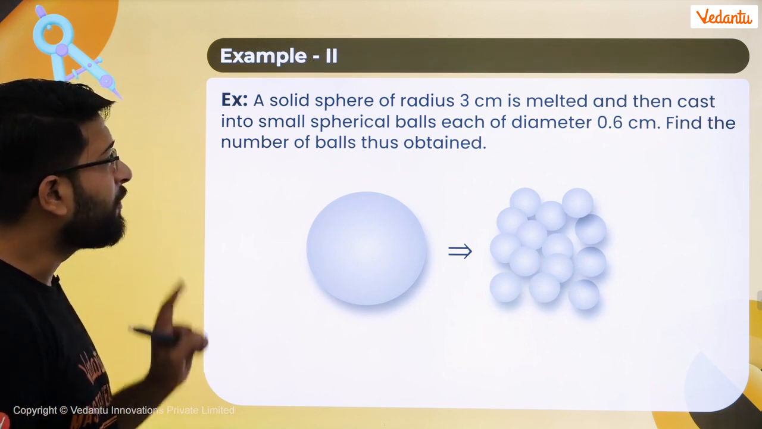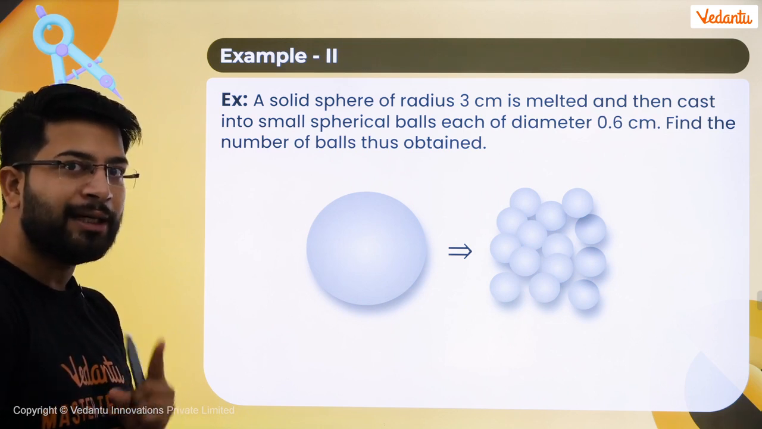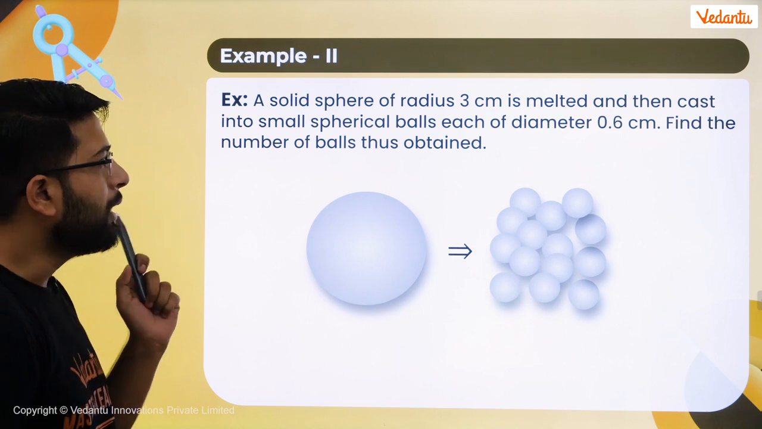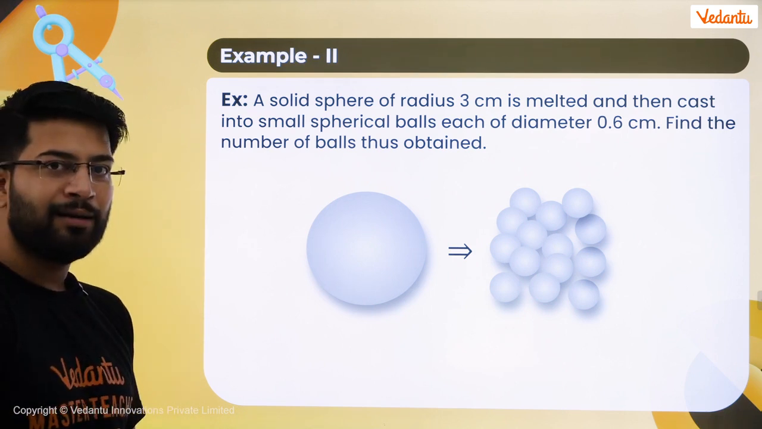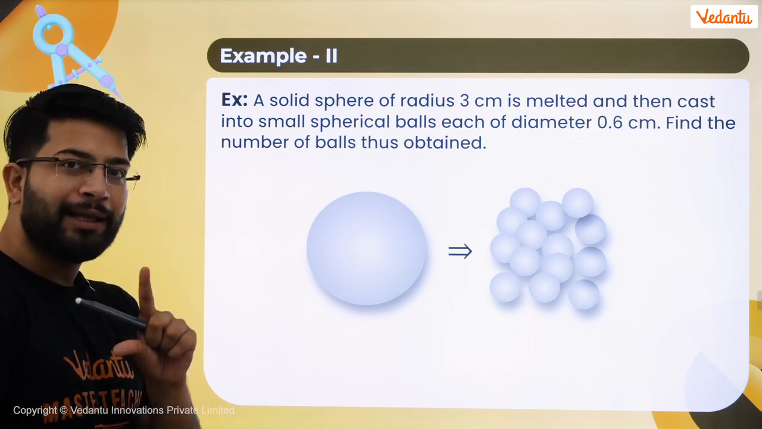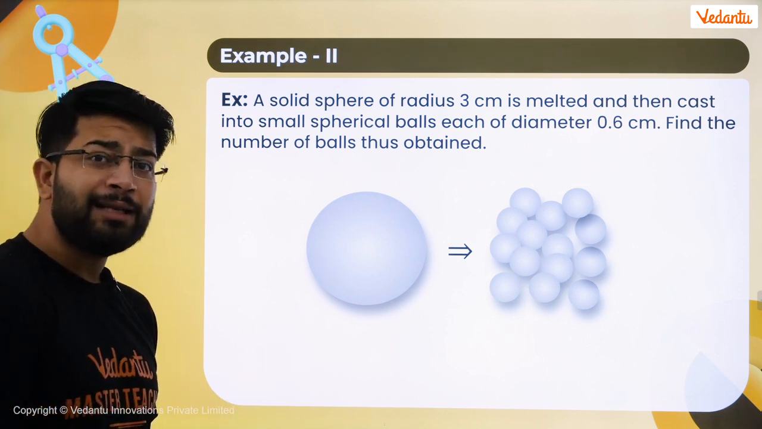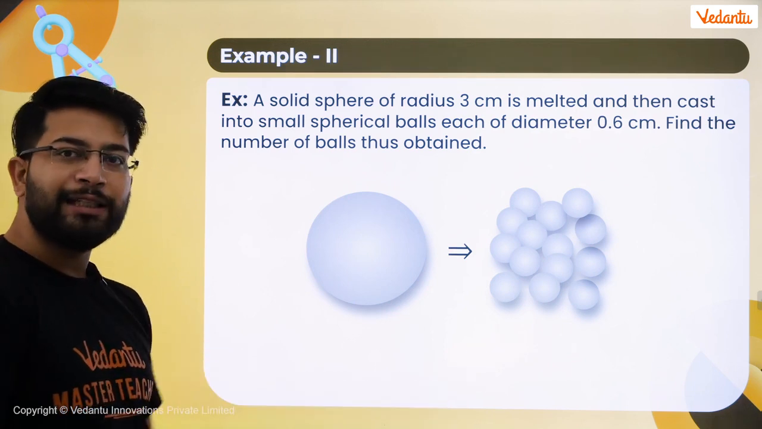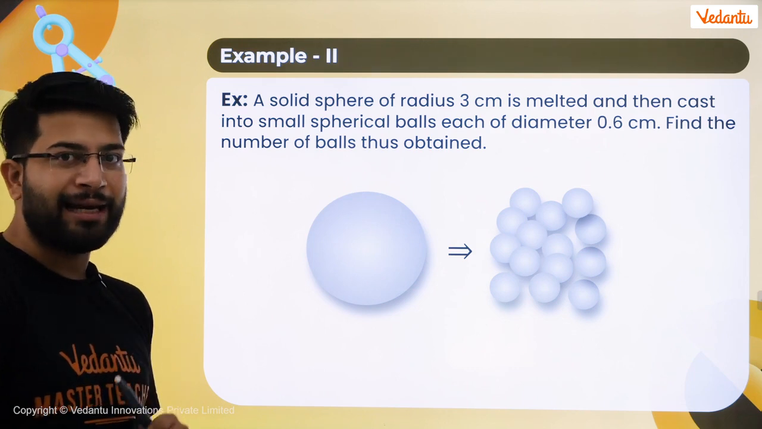Now champ, look at this one. In this one, a solid sphere of radius 3 centimeter is melted. Whenever something is melted or recast, it is the same kind of concept. And then it is cast into small spherical balls, each of diameter 0.6 centimeter. Find the number of balls thus obtained. How many balls with diameter 0.6 centimeter can we make with the same material of this solid sphere? So now champ, that means the volume of this sphere will be equal to the total volume of these small spherical balls. Let's say these small balls are n in number.